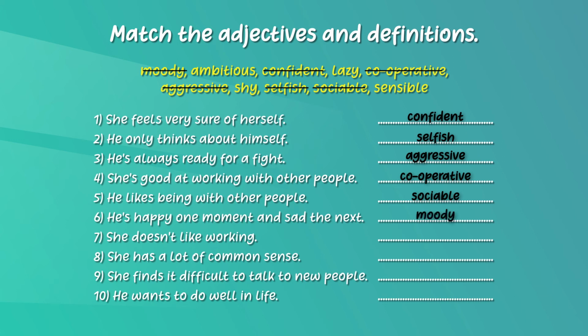Seventh one, she doesn't like working. Yes, very easy to say, lazy. Eighth one, she has a lot of common sense. Yes, the answer is sensible. Now the ninth one, she finds it difficult to talk to new people. It's very easy to identify. Yes, that is shy. Now the last one, he wants to do well in life. What is the adjective? Ambitious.